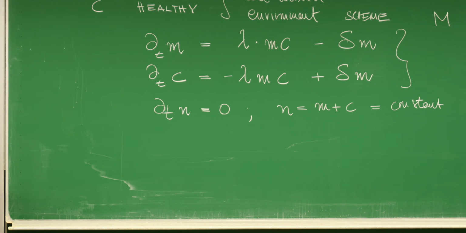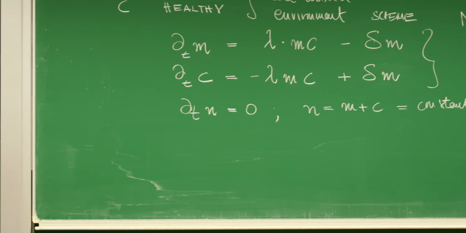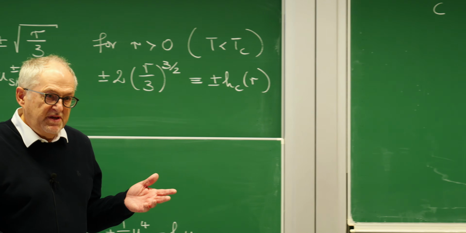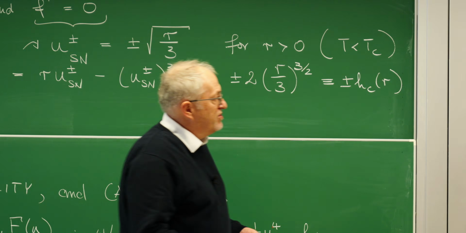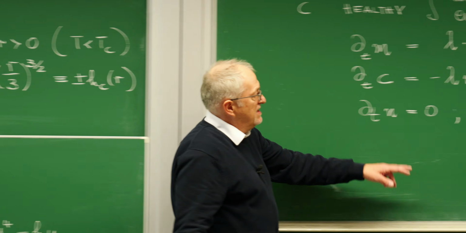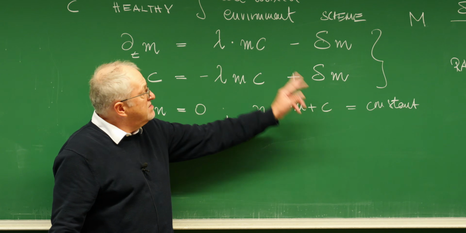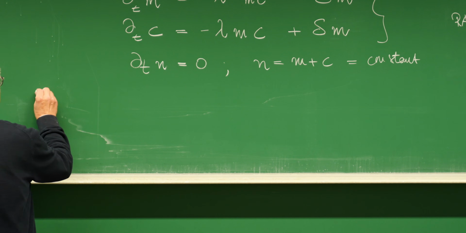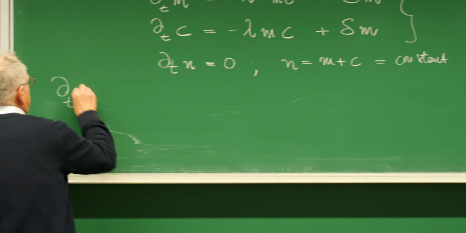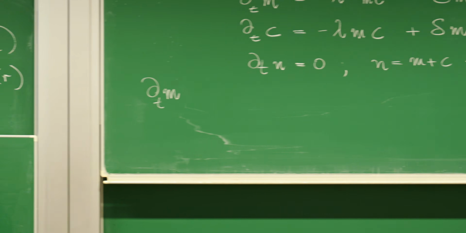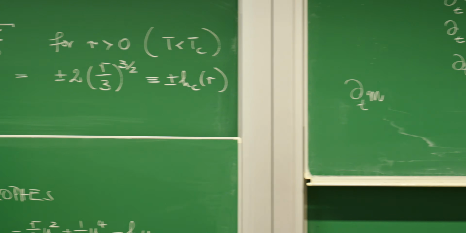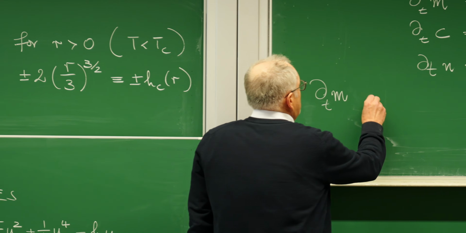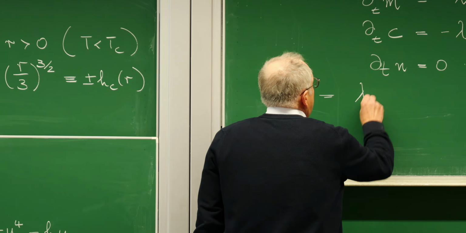Because it's a constant, our dynamics is not really a two-component dynamics. It's a one-component dynamics, since I can eliminate one of the two variables in this equation. So let's do that. And I will eliminate such that I'll focus on the individuals, the number of individuals that are sick. So this is then lambda.